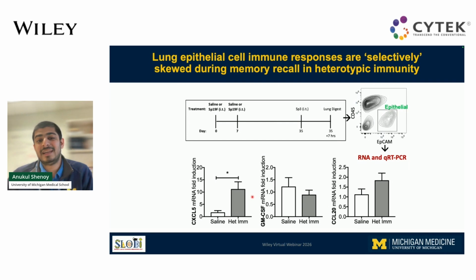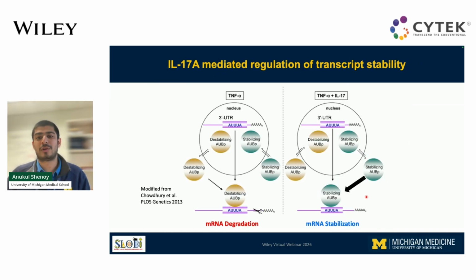And then the other really interesting thing was this did not seem like an overt activation of the epithelium, because the other two chemokines, GM-CSF and CCL20, were unaffected. So this seemed like a very selective activation of the lung epithelium. When we dug into what might be driving this selective activation, we found this really neat pathway that IL-17 activates, where once it signals into the nucleus, it induces transcription and translation of these proteins called AU binding proteins.